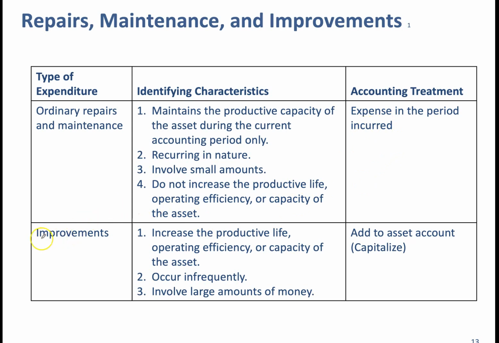But if you have used the van for a while, but then you change the function of the van in some way, it increases the productivity of your van or improves the efficiency. It occurs infrequently, involves a very large amount of money, then those type of things we call improvements, they have to be capitalized. So they are not expenses. They will be added to the asset account. So the only type of expenditures you are allowed to add to your asset would be the improvements, okay? It has to be very large in amount. It has to change the function of your assets in some ways.